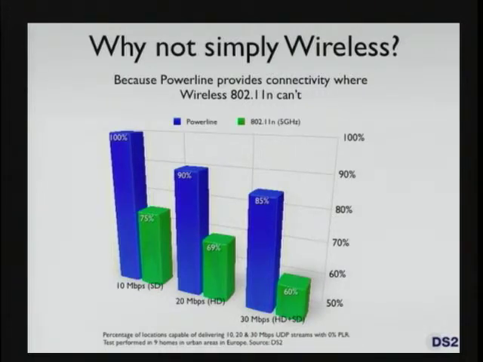If you demand 20 megabits per second, then you can guarantee that with Powerline in around 90% of the locations versus 69% for wireless. And for 30 megabits per second, you can guarantee that in 85% of the locations versus 60% of the locations when using wireless. So for applications that require very high bandwidth with very high reliability, Powerline has a lot of value to offer. For applications that are fine with lower bandwidth or with lower reliability, like regular internet sharing, Wi-Fi is probably the way to go.